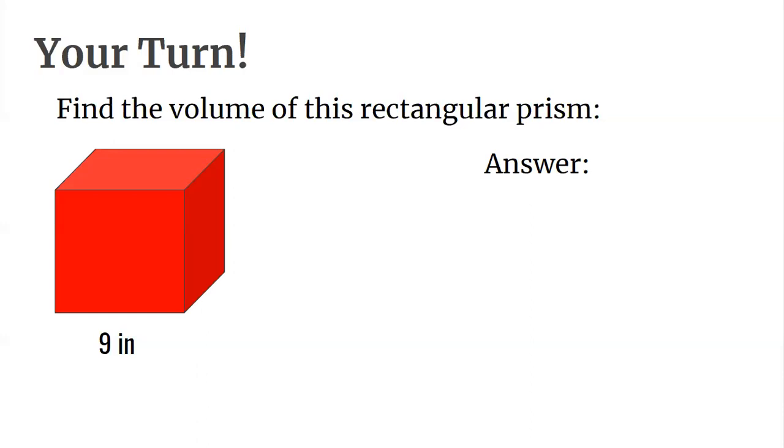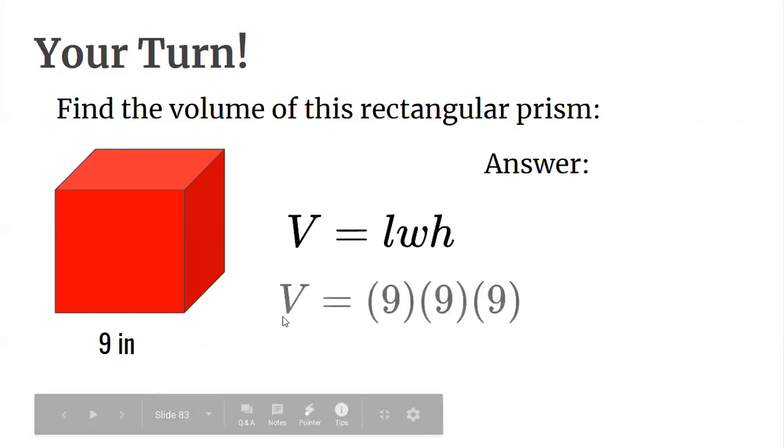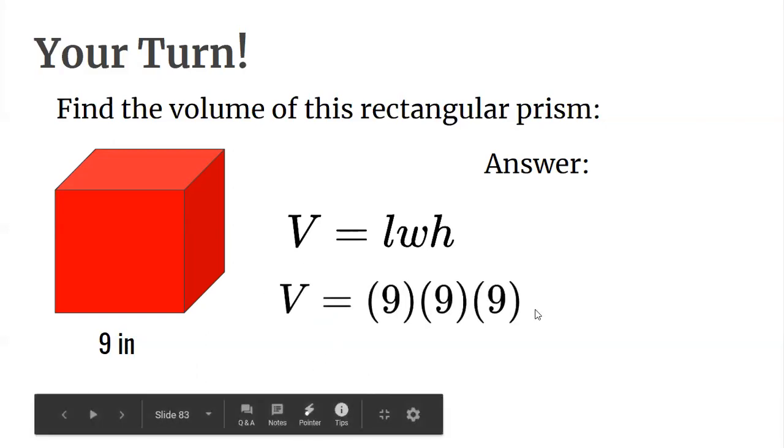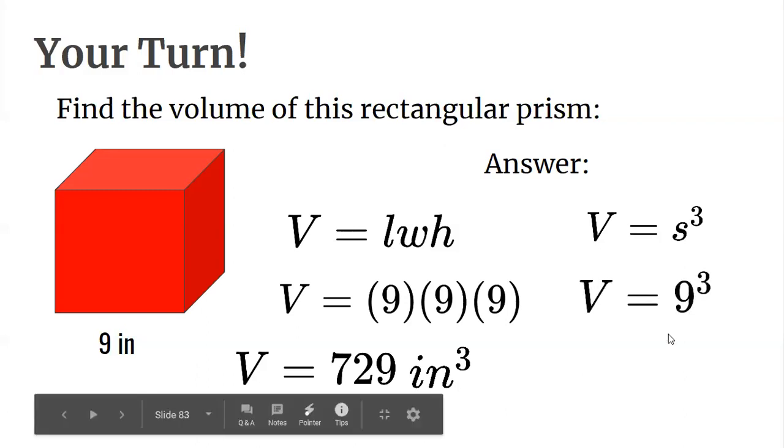And welcome back. Here are the answers. I showed my work. Volume equals length times width times height, and then you just plug in 9, 9, 9. You should get volume equals 729 inches cubed. And if you went with this method of volume equals s cubed, then you should get volume equals 9 cubed. Once you cube it, you should get 729 inches cubed.